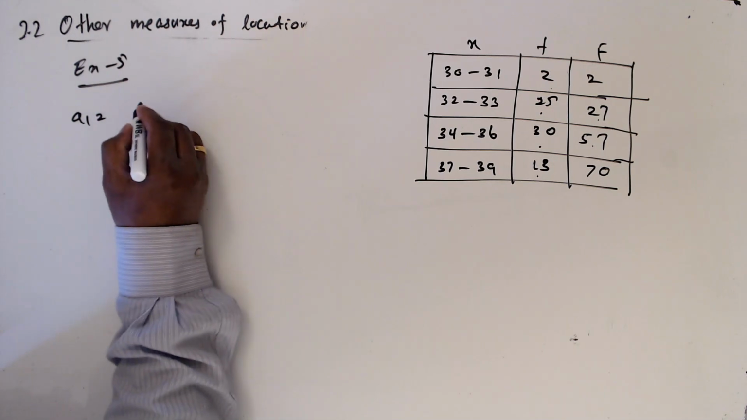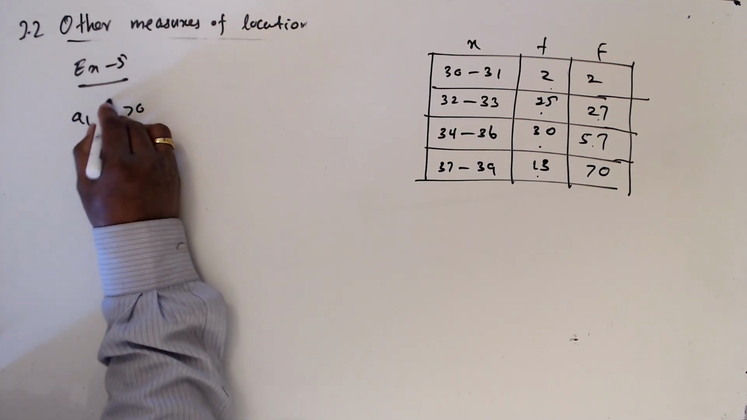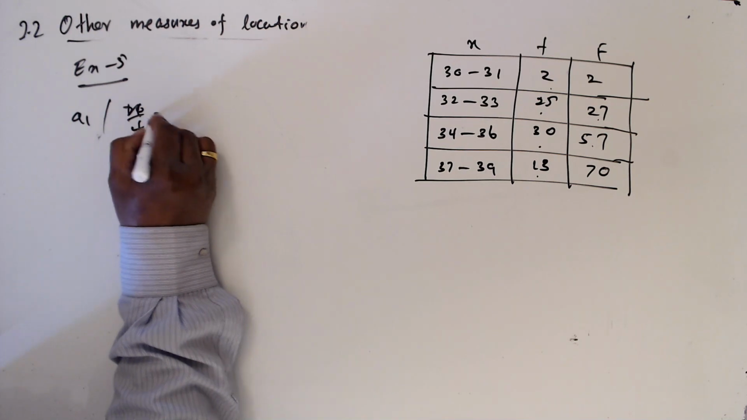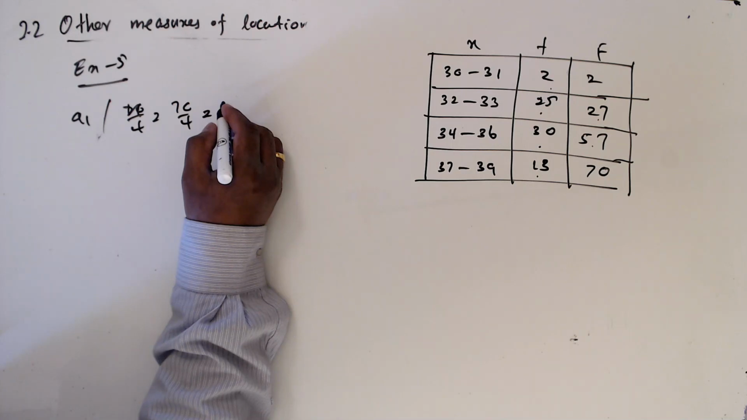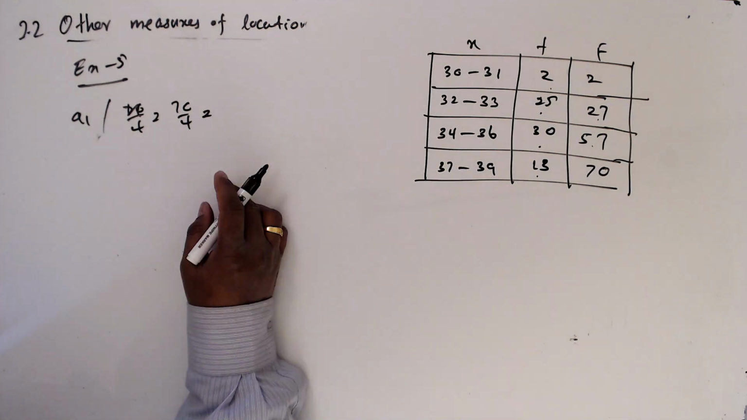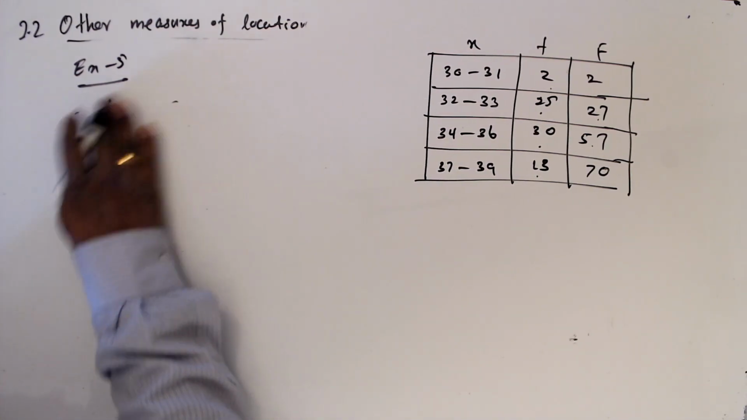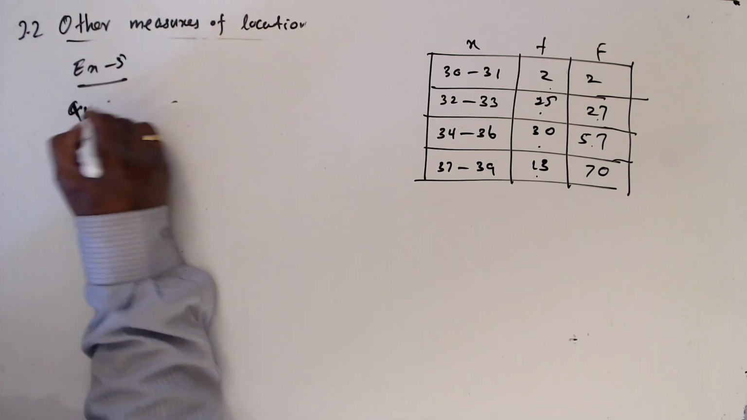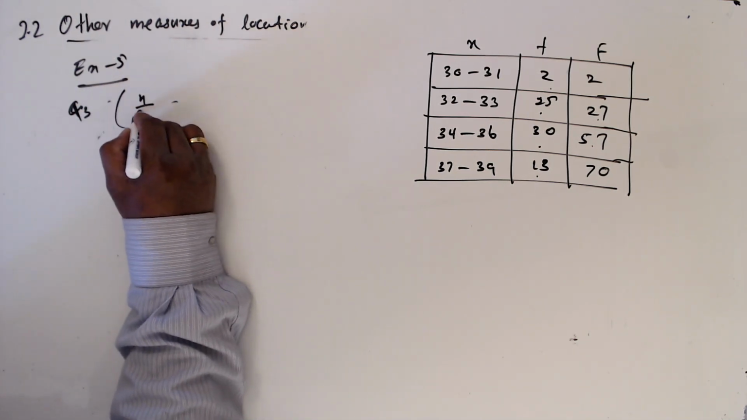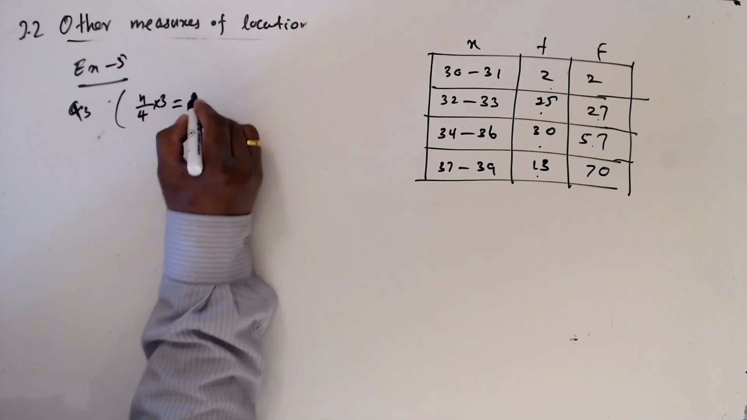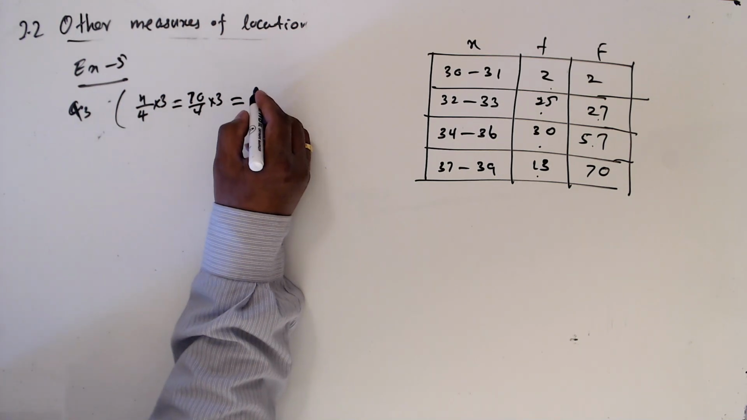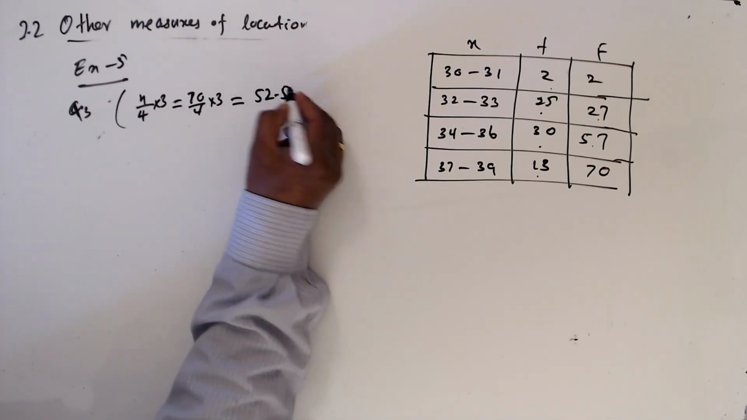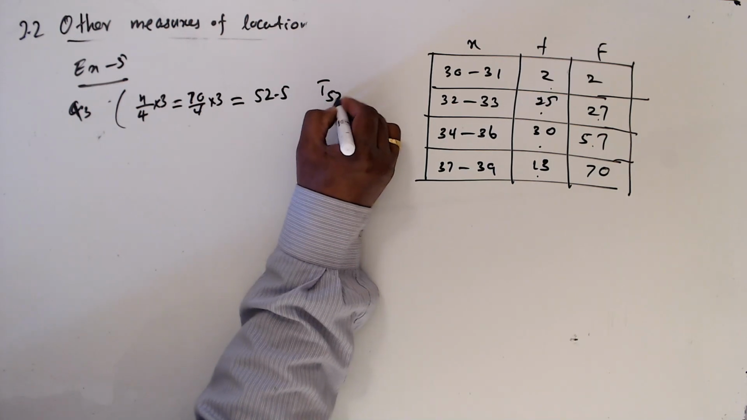So Q1 means Q1. How do we find Q1? N divided by 4, which is 70 divided by 4. Actually, they want the upper quartile, not the first quartile. So it means Q3. It means N divided by 4 multiplied by 3, which is 70 divided by 4 multiplied by 3. The answer is 52.5. So we need term 52.5.